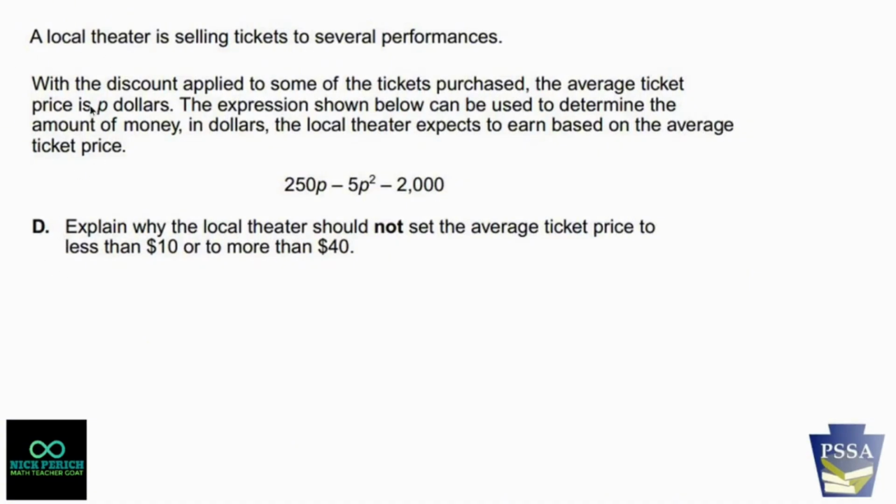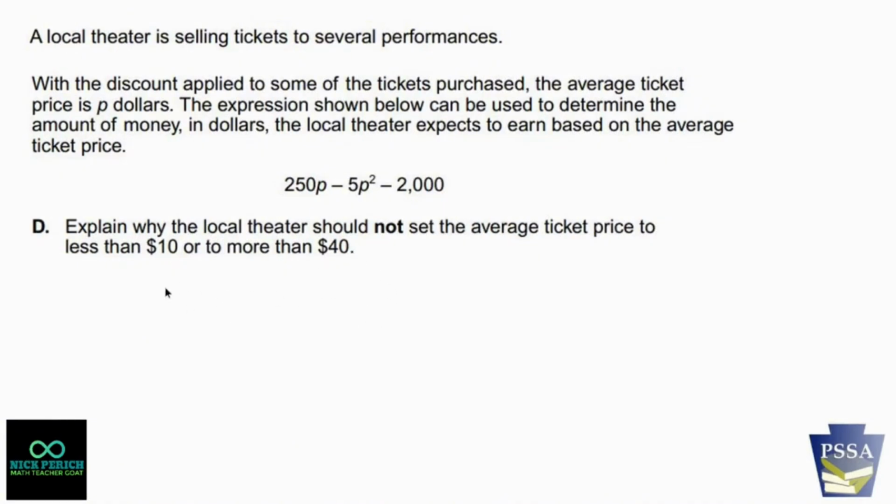This is the last part of this open-ended. With the discount applied to some of the tickets purchased, the average ticket price is P dollars. The expression shown below can be used to determine the amount of money in dollars the local theater expects to earn based on the average ticket price. Holy cow. So this is 250P minus 5P to the second power minus 2,000. There's a lot going on right there. Explain why the local theater should not set the average price to less than $10 or more than $40.